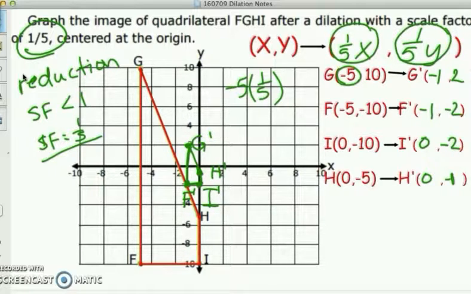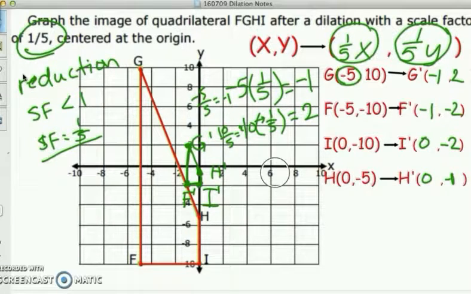I know every time I have a scale factor, I'm going to multiply both my x and my y by that. So when I take 1/5 and multiply it by -5, this actually gives me -1. And when I take 10 times 1/5, this is going to give me 2. Now, if you're unsure about that, go ahead and plug it into your calculator. But my knowledge of fractions tells me I multiply across. This will give me -5/5, which I know simplifies to -1. And this one, if I multiply across, 10 times 1 is 10, 5 times 1 is 5. This gives me 2. And so this is where I'm getting my coordinates.